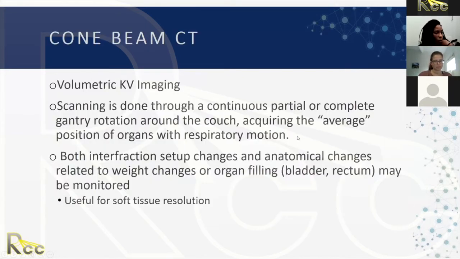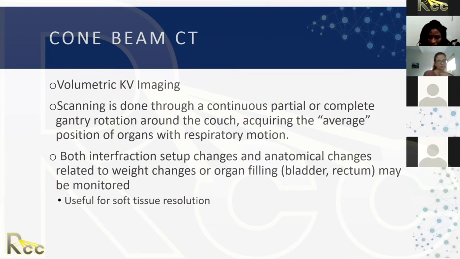If we move into the cone beam CTs, as I mentioned, this is essentially volumetric KV imaging. It uses the same system, the KV X-ray tube. What you do is scan with either a continuous, partial, or complete gantry rotation around the couch so that you can get an average position of organs with respiratory motion.